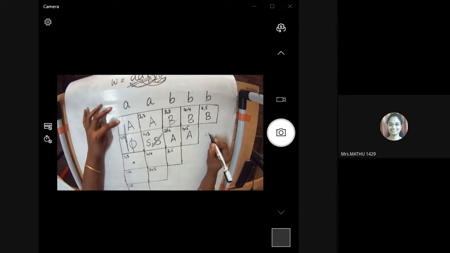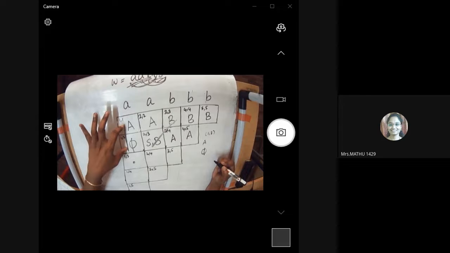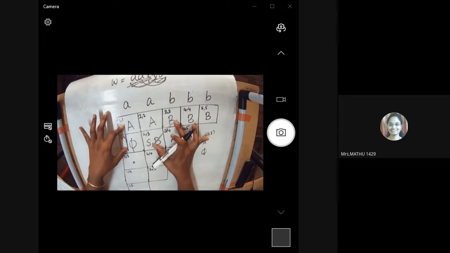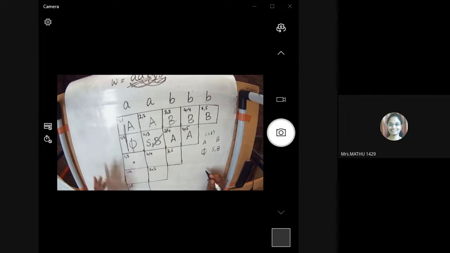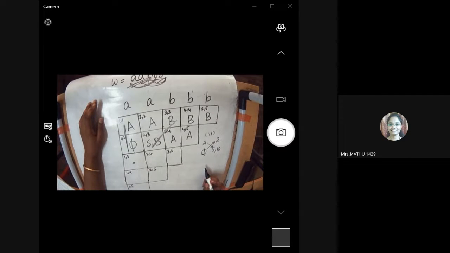So for 1 comma 3, on this side what you're having is B and S comma B. Write it like this, and what we are going to do is make a combination out of the given variables. The combination has to be done like the first one has to be combined with the last one, and the last one has to be combined with the first one.